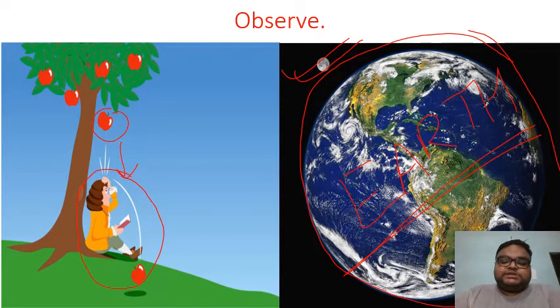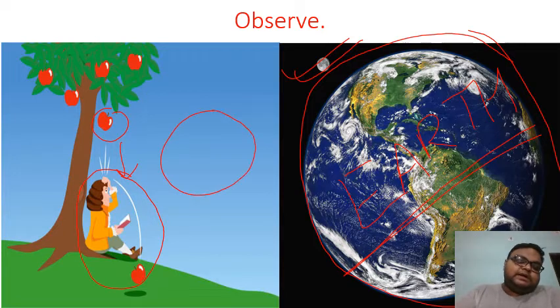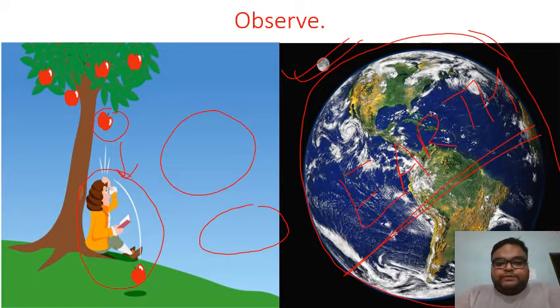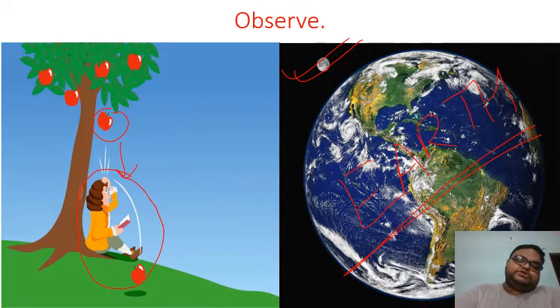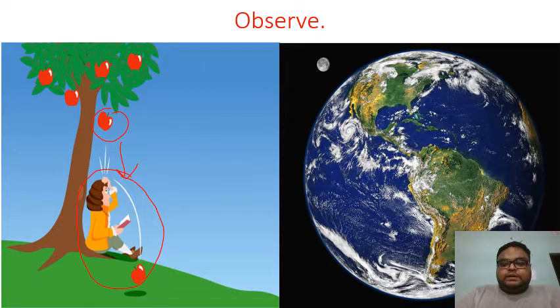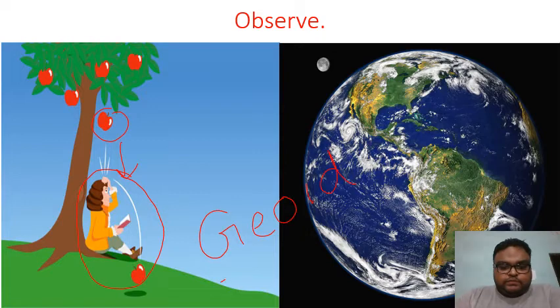So what do you think, students? Is Earth a pure circle, or is it of some other shape? What is the shape of the Earth? You can take the reference from the picture also. Although Earth looks like a sphere, Earth is not actually a sphere. The exact shape of the Earth is called geoid. What we say? We say geoid.